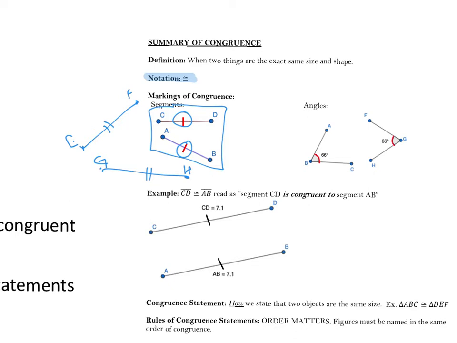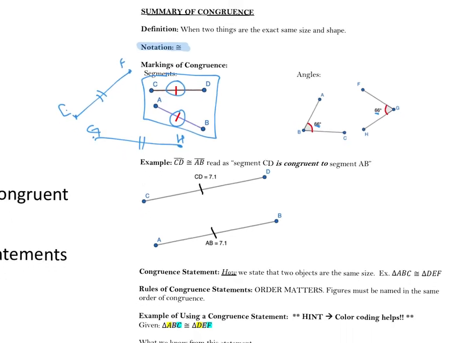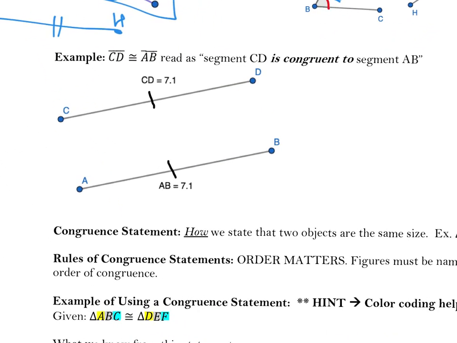With our angles here, it's the same kind of idea, except it's a curved marking in the inside of the angle. So we see that both of these angles are 66 degrees, which means they are the same size. And they are both angles, so they're the same shape, so we can say that these angles are congruent to each other.